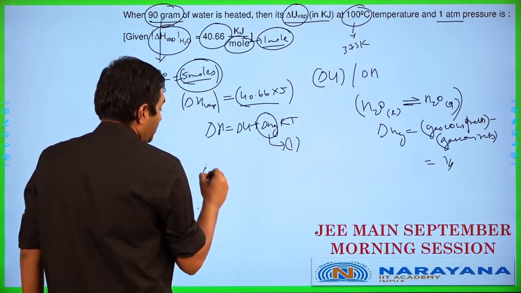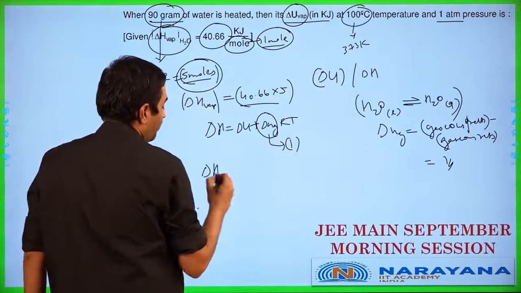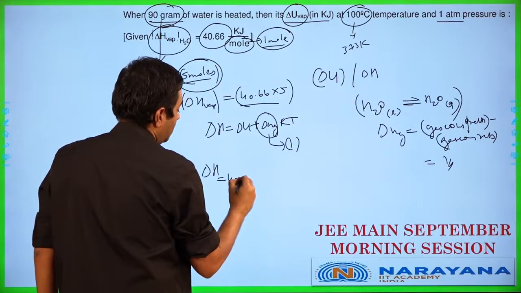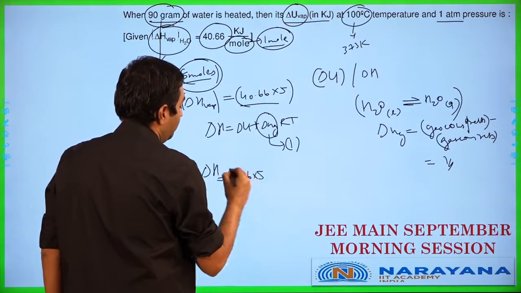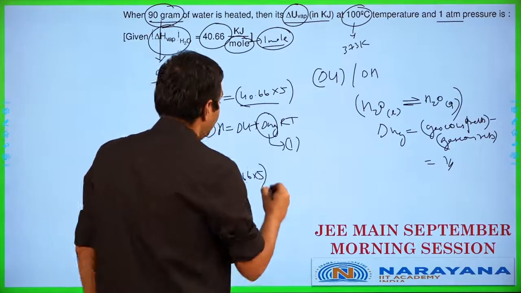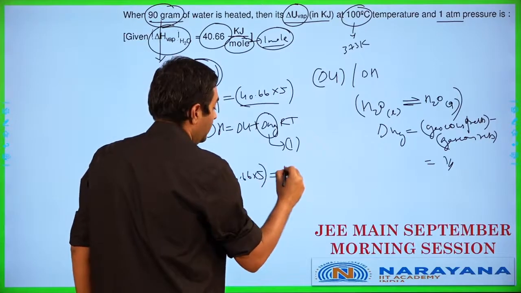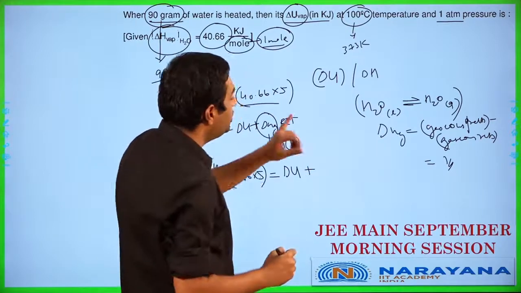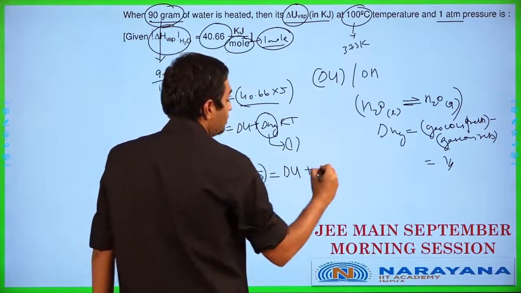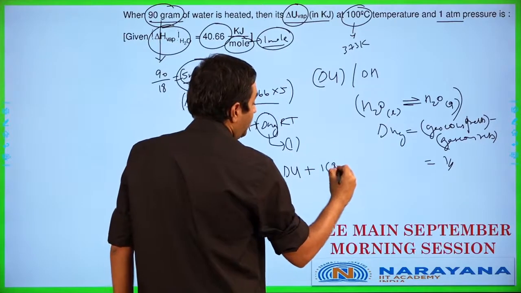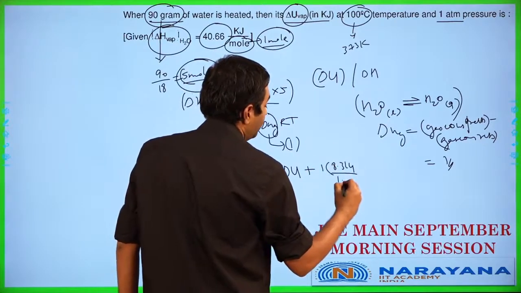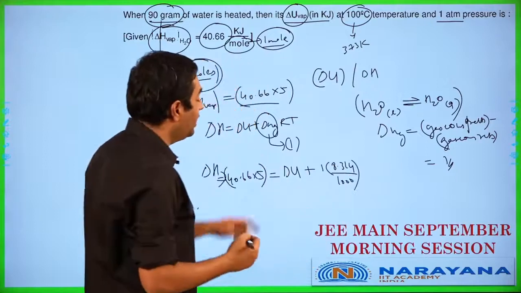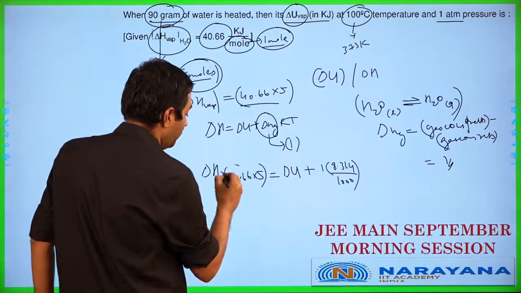So let's supply the values over here. Let's apply the numbers. So delta H works out as 40.66 into 5, and delta U is what is asked to be calculated. Plus, we are going to be having delta Ng into RT in this particular case, which is going to be 1 into 8.314 divided by 1000. Why am I dividing it by 1000? Because this unit over here is in kilojoules.